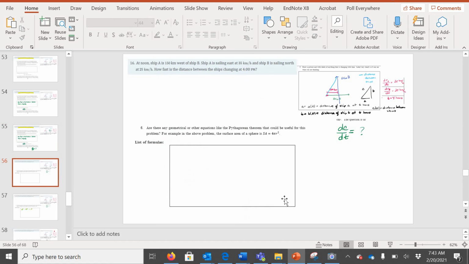All right, so that's pretty hard and complicated. I hope I explained that well. So here's what I'm looking for. What's my list of formulas? Well, I really only have Pythagorean's theorem. So a squared plus b squared is c squared.